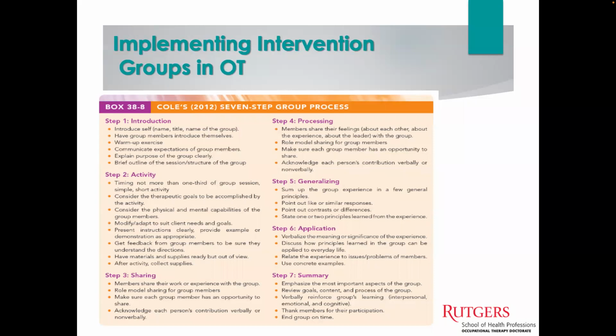And then you have to write an entire group protocol, and you have to present your group, and you're going to do your group, and an occupational therapist will come to your fieldwork site and observe you. Part of you getting a good grade on the group that you have implemented is that you successfully completed all 7 of these steps. So step 1 is introduction. You're going to introduce yourself, whether there's warm-up exercises, and you're going to explain the purpose of the group clearly.